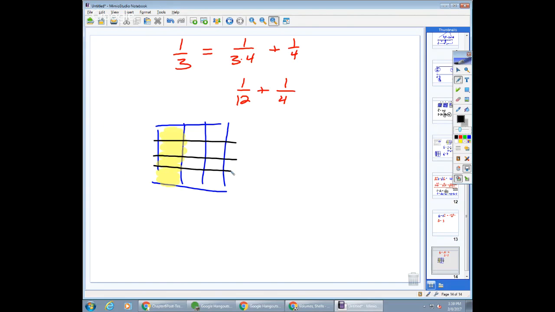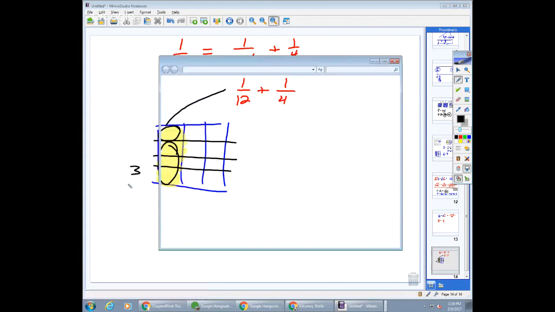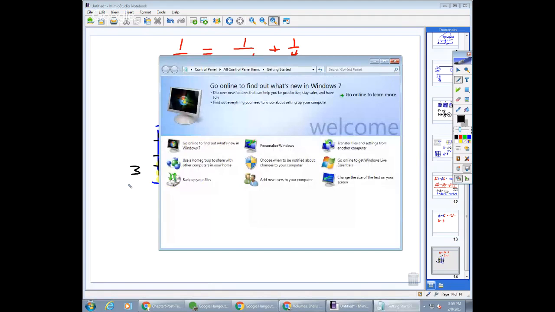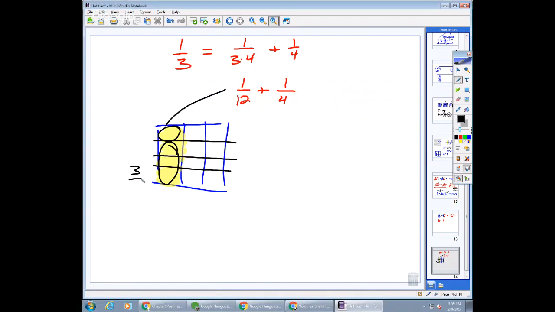Okay, so here's 1/12, right? And this right here is 3/12, which reduces to what? Yeah, whoa, what did I do? Sorry about that. That was interesting. Yeah, 3/12, which is my 1/4. Yeah, so we can show it with a picture.